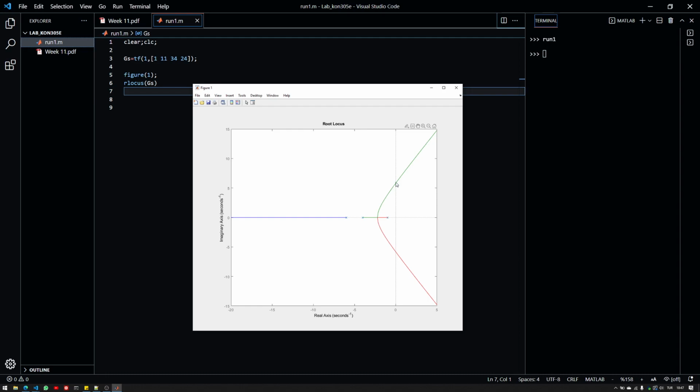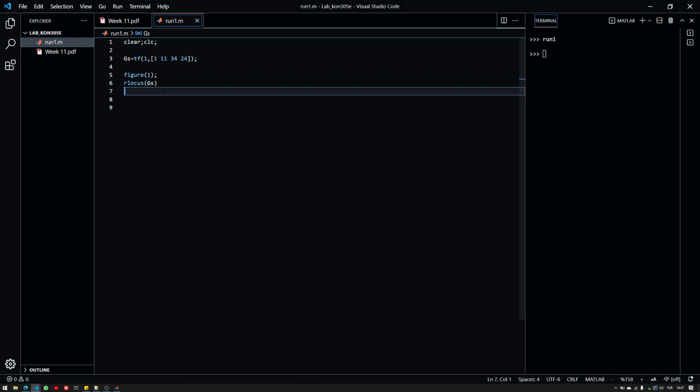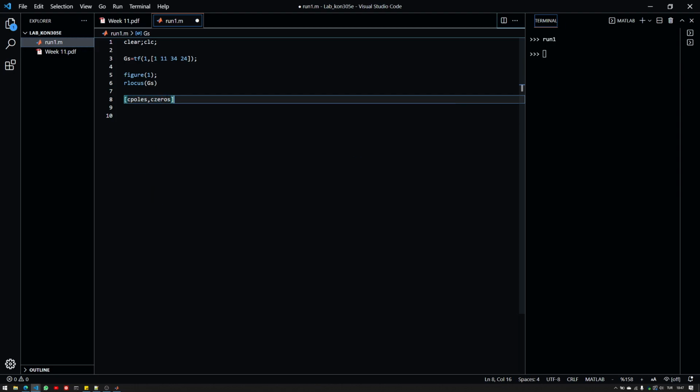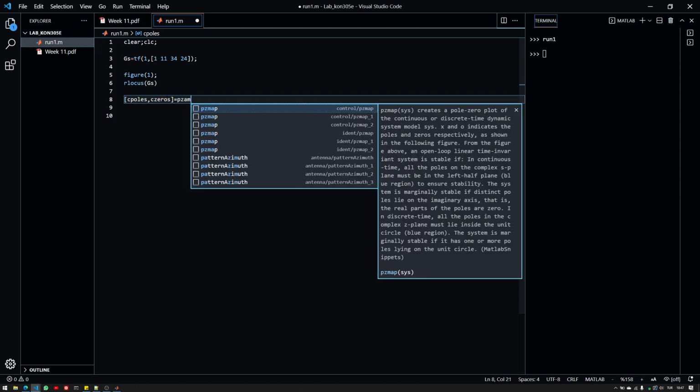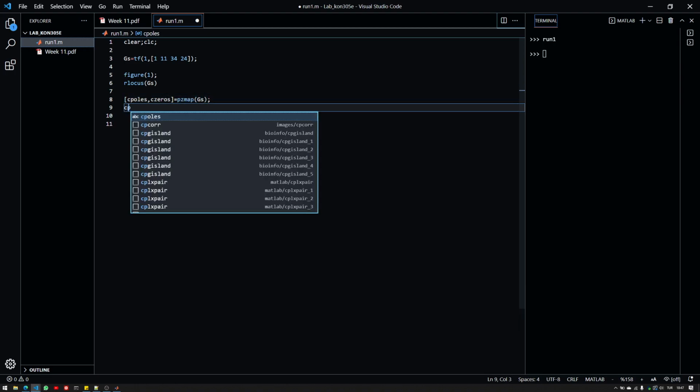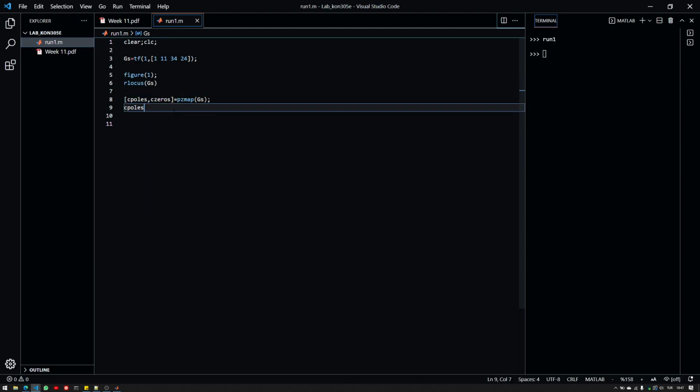So now let's first of all calculate the values of the poles. We can use pzmap there for this job, since we don't have any zeros.